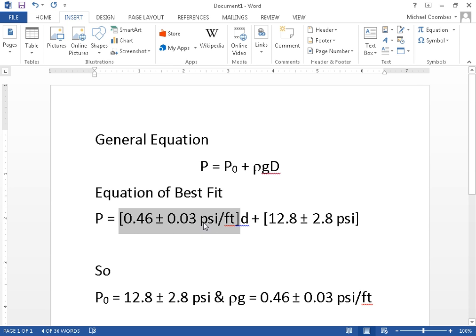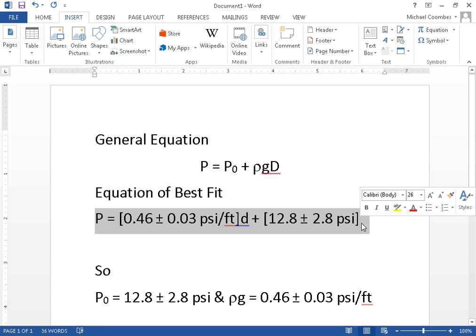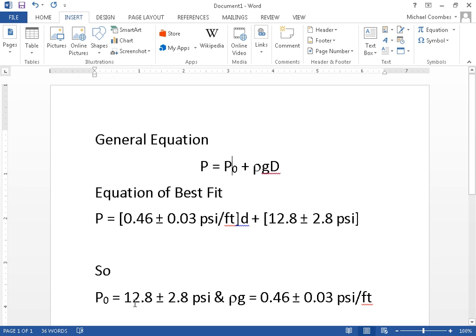I've also included the units. It's PSI per foot because we had PSI on the y-axis and feet on the bottom. And this is the rise over the run. Here's the intercept value. So this is what we mean when we say write the equation of the best fit line. From this, you see that the intercept value should be 12.8 plus or minus 2.8 psi.